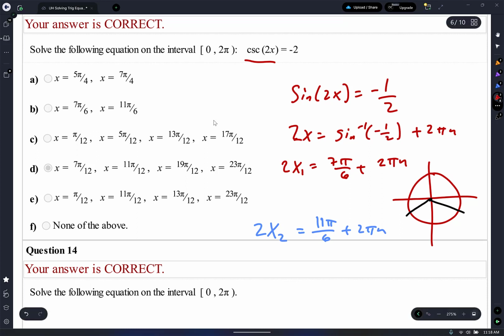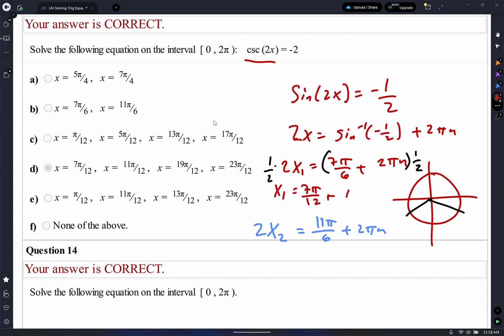So, right, okay. Divide by 2. So divide by 2 or multiply by a half. I think that's what you guys prefer. Multiply by half. So now you get this. x1 equals 7 pi over 12 plus pi n. And then on the x2 one, times a half, times a half. So let's see what we get on this one. x2 equals 11 pi over 12 plus pi n.